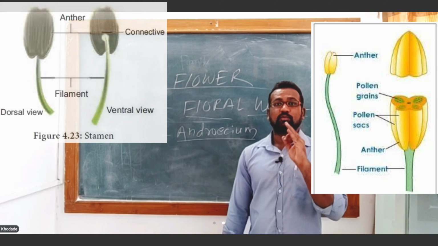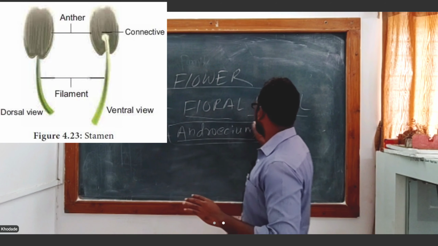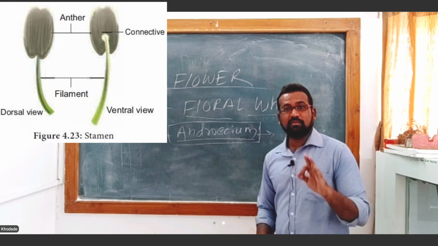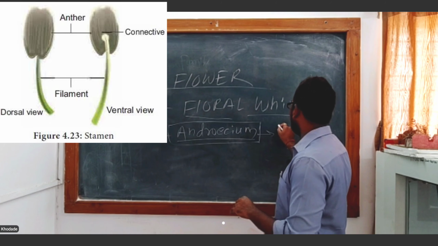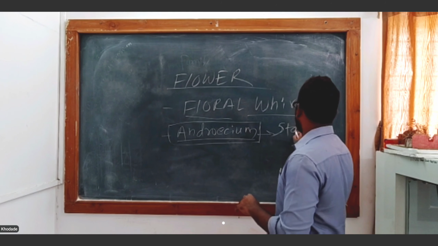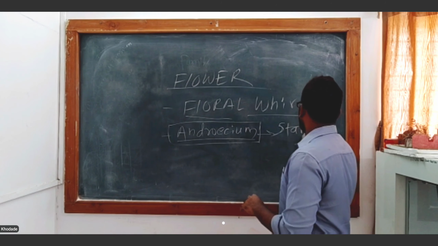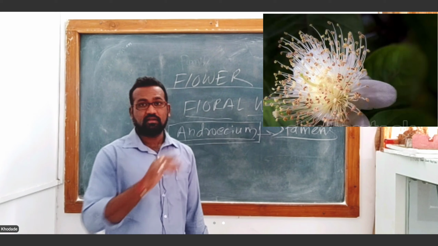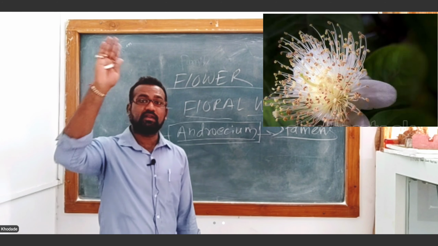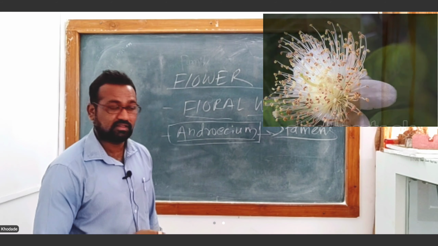If you look at the androecium as a terminology, stamens are the unit of this androecium. Many stamens come together to create the androecium. You can find 5 stamens in some flowers, 10 stamens, or sometimes you cannot count the number of stamens. In that case we say an infinite number of stamens are present in the androecium.